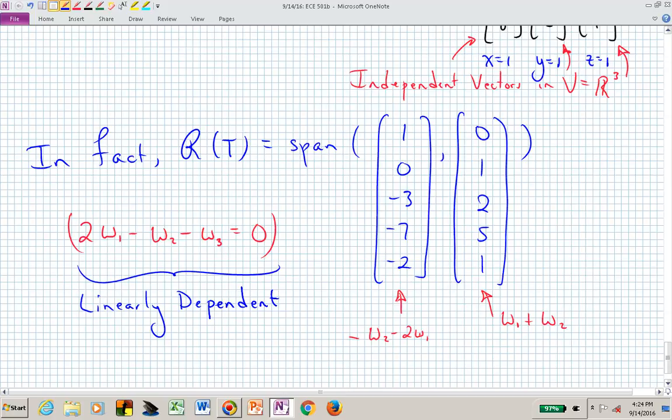And in fact, if this equation is true, then we know immediately that we have some dependency among those columns. We could say that W3 is 2 W1s minus W2. So W3 is a linear combination of W1 and W2. Or vice versa, we could say W2 is a linear combination, or W1 is a linear combination of the other two. Is that clear from that statement?